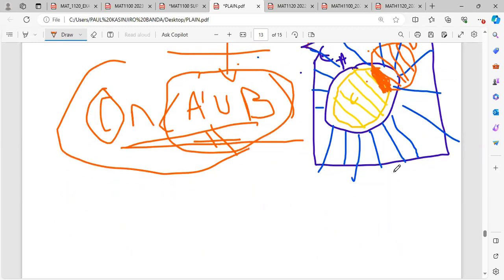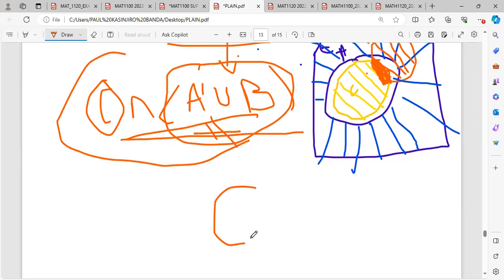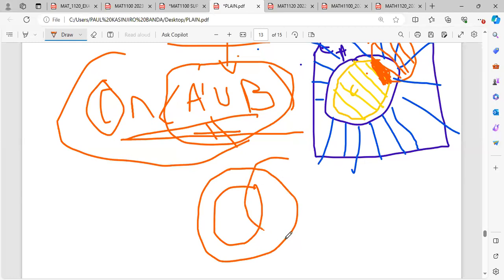Now I was using this to explain, but let me draw it here so that I show you the part. So we had set C, we had set A, and then we had our set B there. The part that we've shaded there is just this part here. So this is our C, this is our A, and then this is our B.